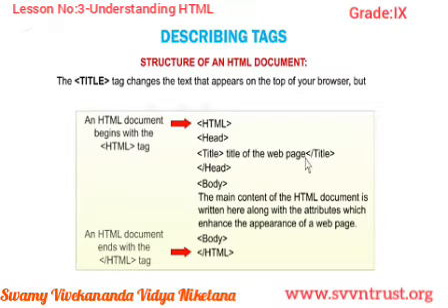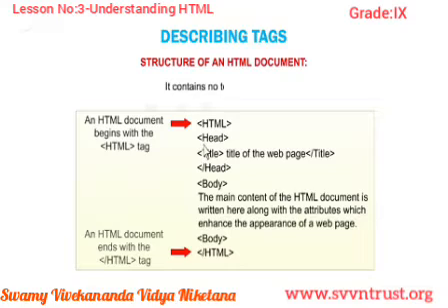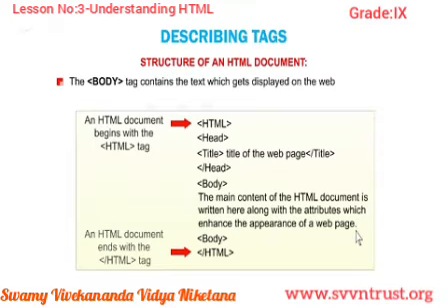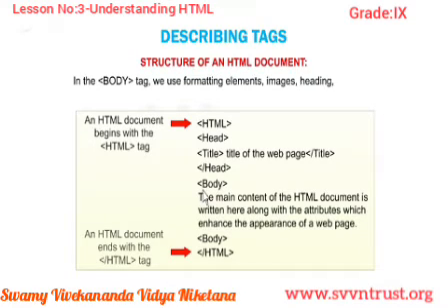pane. The head is the first element contained inside the HTML element. It contains no text within itself. The body tag contains the text which gets displayed on the web page along with other tags and attributes. In the body tag, we use formatting elements, images, headings, lists, etc. to enhance the appearance of a web page.